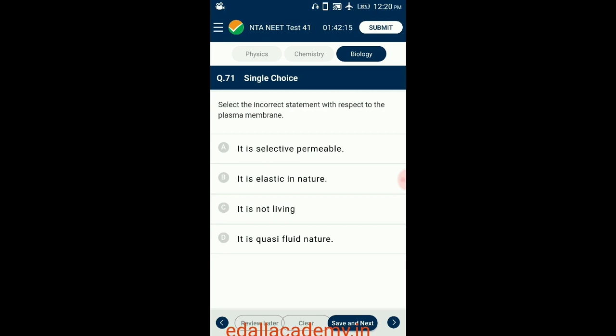Select the incorrect statement with respect to the plasma membrane. Plasma membrane is a living, thin, delicate and selectively permeable membrane surrounding the living cell. The membrane is trilaminar and elastic in nature, showing fluidity. So the answer for this question is option C. It is not living. That is the incorrect statement about a plasma membrane. Plasma membrane is a living, thin, delicate and selectively permeable membrane.